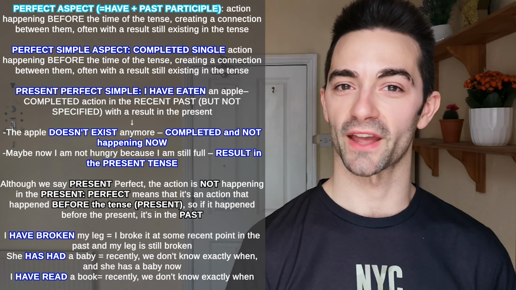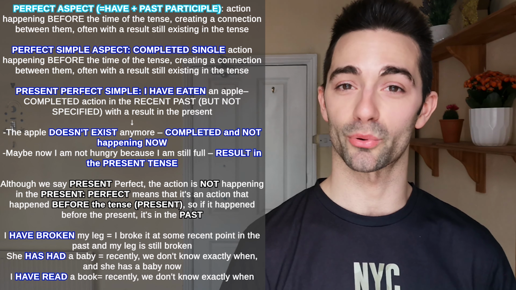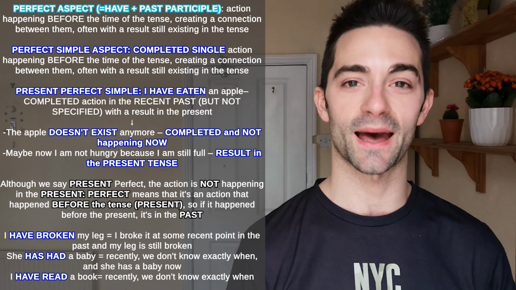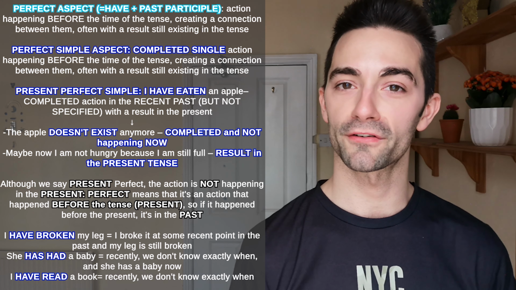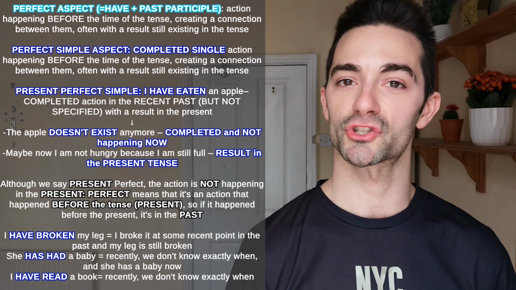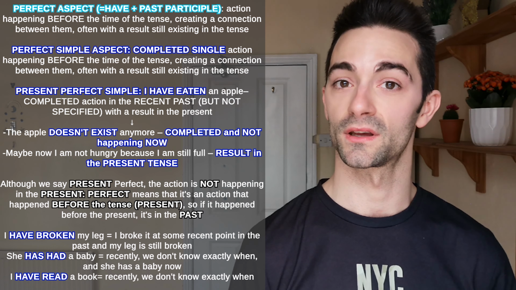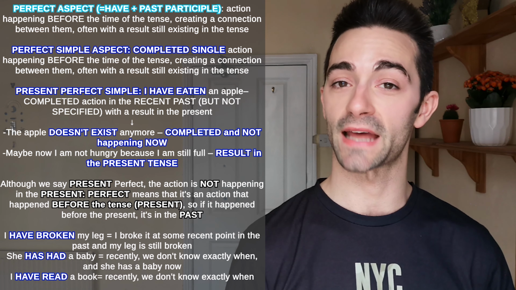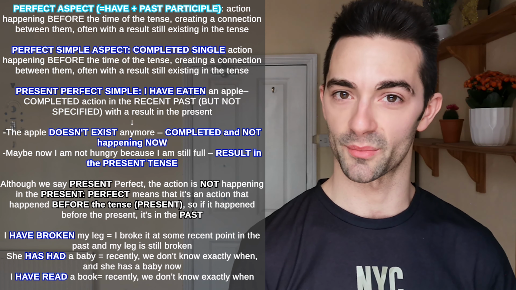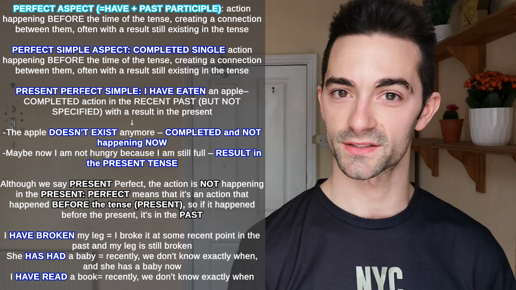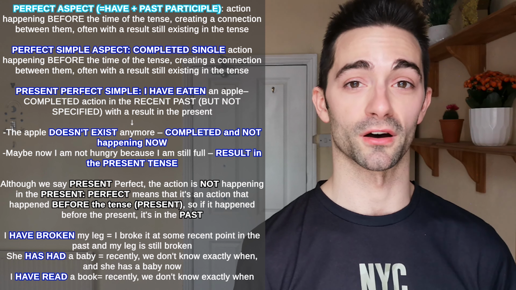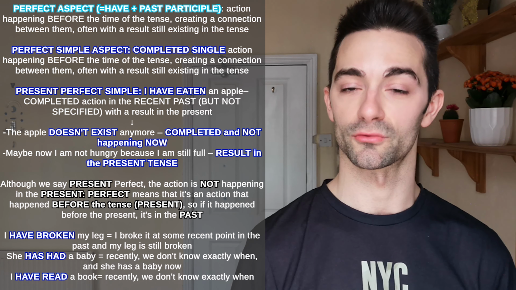Please don't forget that although we call it present perfect, it doesn't happen in the present. Perfect means that this action happens before the tense, which is the present. So if it happened before the present, it's in the past. If I say I've broken my leg, it means that I broke it at some point in the recent past and my leg is still broken right now.